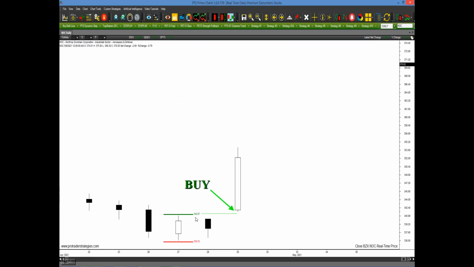Now remember, you risked roughly 5 points. You've already made double that, because if you would have bought roughly, let's say at 342, the stock had already gone up to 352, 353. So you could have made twice what you risked. And that's a nice little one-day trade, okay? A good risk-reward ratio. But if you decided to stay in the trade longer, you could have made a lot more than that, as you can see, okay?